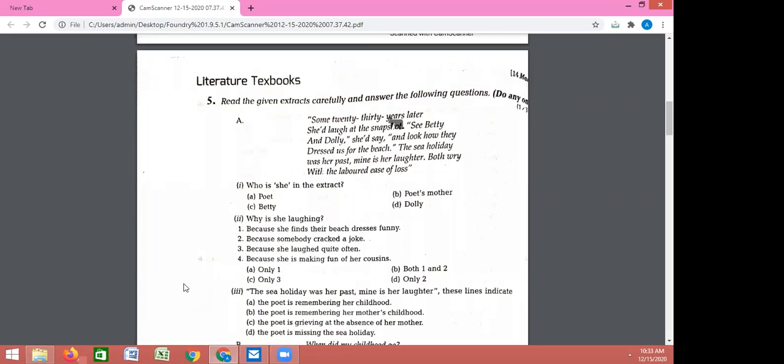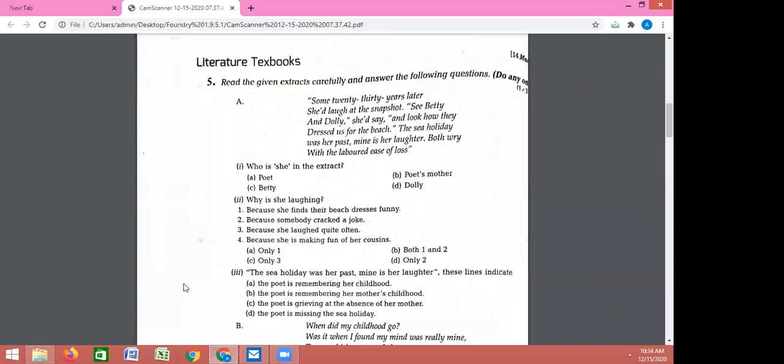at a very systematic way, and the systematic way will be, you will have to look at number 1, 2, 3, 4. Because she finds her beach dress funny, because somebody cracked a joke, because she laughed quite often, because she is making fun of her cousins. Here the right option, just right answer will be A. That is, only one is the right choice, because she finds their beach dresses funny.